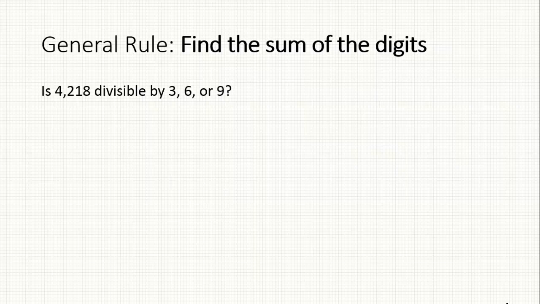We're going to use the rule, the sum of the digits, that works well for 3s and 9s. Here's what I mean. If you take the number and just add the digits, you get 15. Is 15 divisible by 3 or 9? It doesn't work for 6 yet, which is a much easier question than is 4,218 divisible.